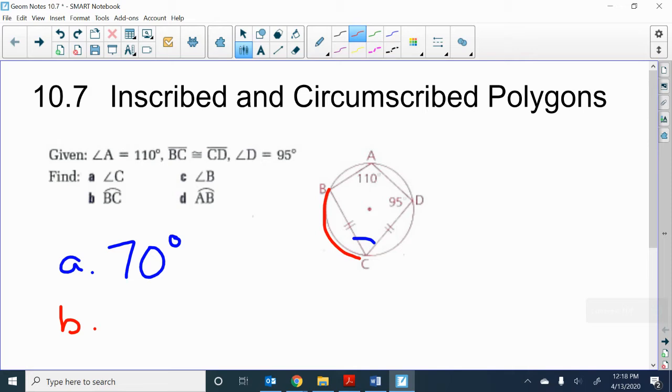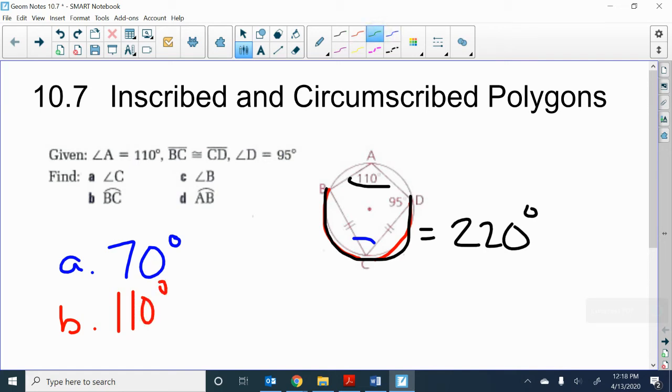Well, since chord BC and chord CD are congruent, that means that the two arcs also have to be congruent. And if you think about it, these two arcs together form major arc BCD, which is across from the 110 angle, the 110 degree angle that we were given. So that means that major arc BCD is equal to 220 degrees. And since BC and CD are congruent, that's going to split the major arc into two equal parts. And so arc BC has to be 110.